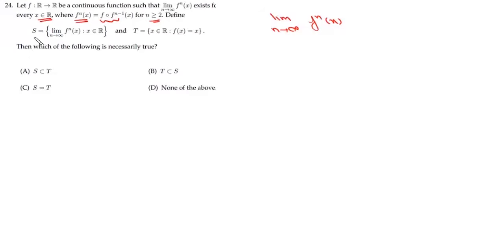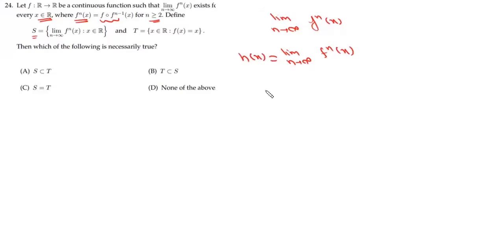We have defined two sets, set S as limit n tends to infinite f_n(x) for x belongs to R, and then the set T, which is f(x) equals x for x belongs to R. Now we'll start with this limit, n tends to infinite f_n(x), and let it be some function, say h(x).